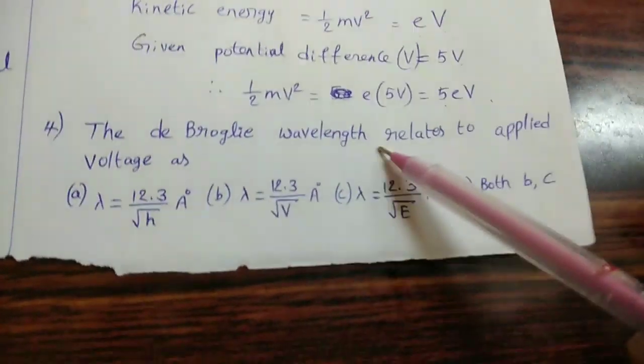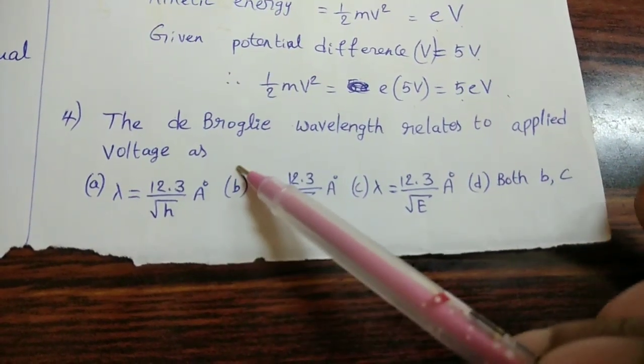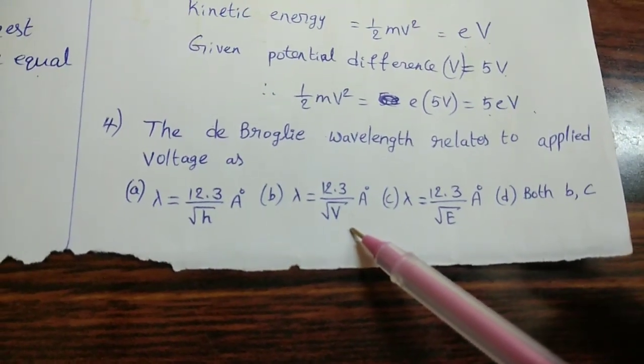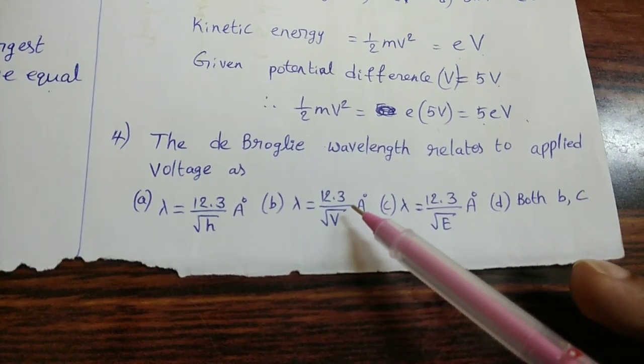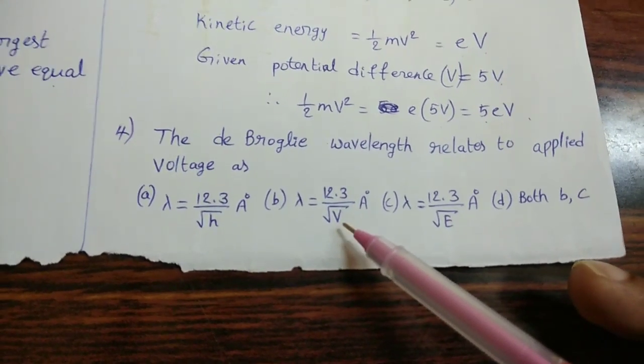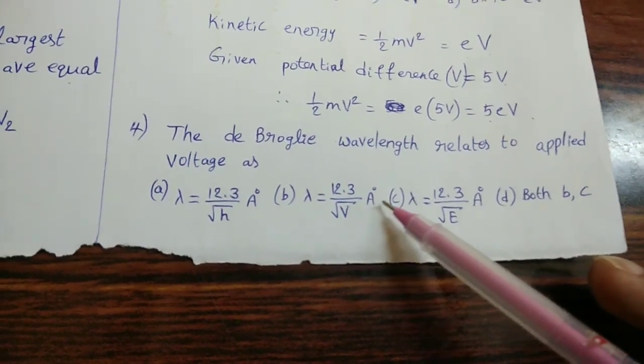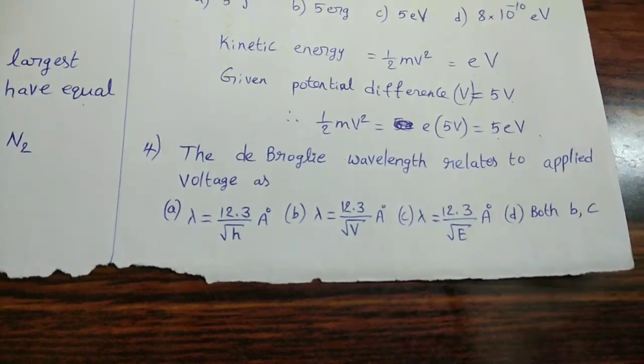Next, the de Broglie wavelength relates to applied voltage as this one. Already we completed this. Lambda equal to 12.3 divided by square root of applied voltage, in angstrom units. Option B is the answer.